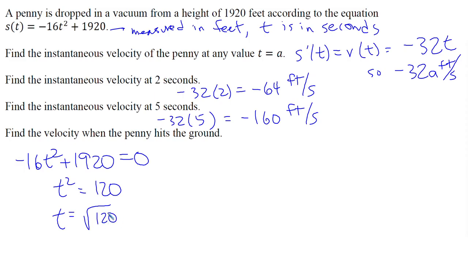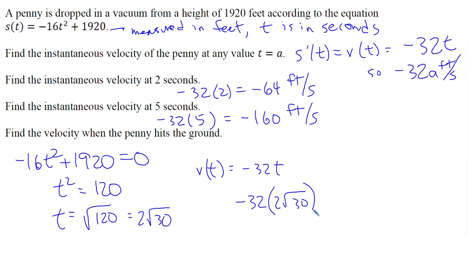I'm not going to bother with the minus because we're not going to have negative times. And seems like a 4 is the largest perfect square that 120 divides by, so we'll call this 2 root 30 is our time. We want to find the velocity at that time. So our velocity function was negative 32t. So we'll just do negative 32 times 2 root 30, which ought to be negative 64 root 30 feet per second.